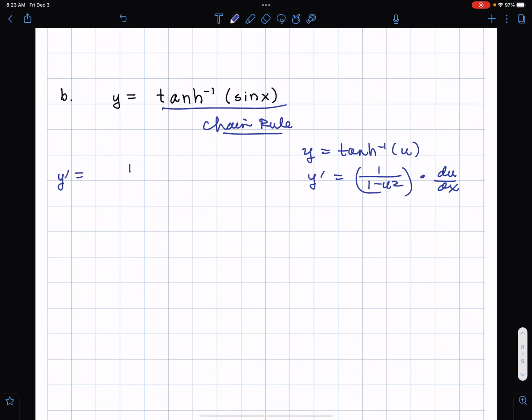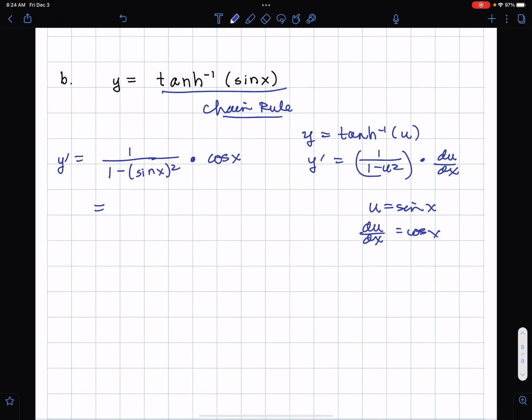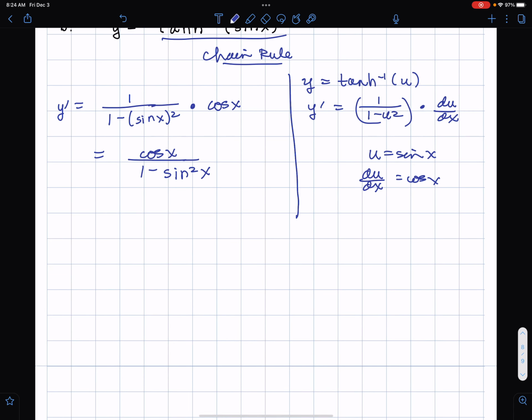So it's going to be 1 over 1 minus u squared, but u is sine x. So I just put in sine x squared there. And then what's the derivative of sine x? So u is equal to sine x. So we know du dx is equal to cosine x. So we multiply by cosine x. So this is a good one. This is cosine x over 1 minus sine squared x. Do you know the identity? I think you do for 1 minus sine squared x. That's cosine squared x.